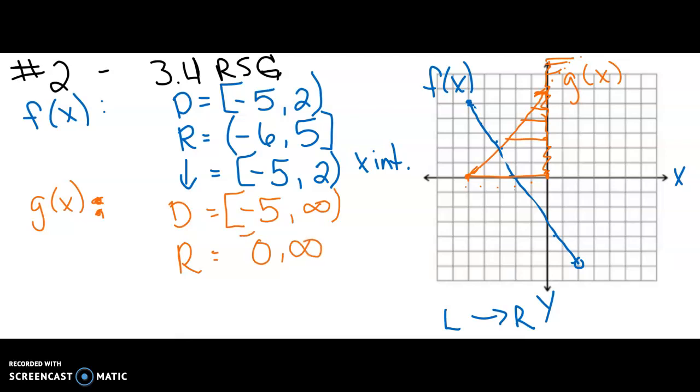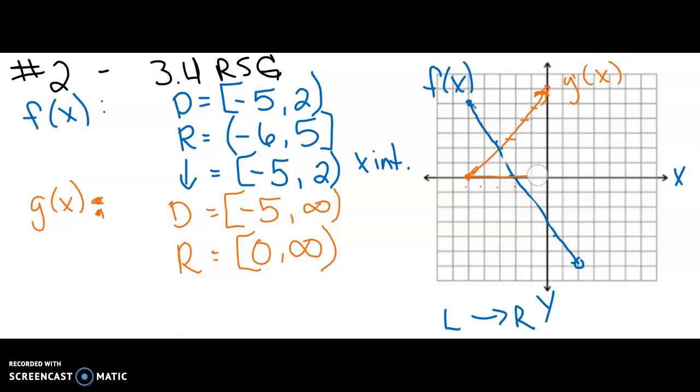I'm going to use a closed bracket on 0 because this was a closed dot. And I'm going to use an open bracket on infinity because infinity always gets an open bracket. You never actually get there.